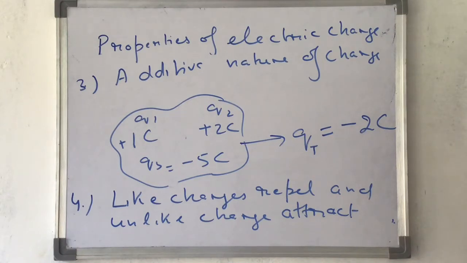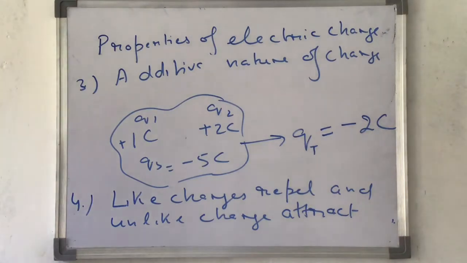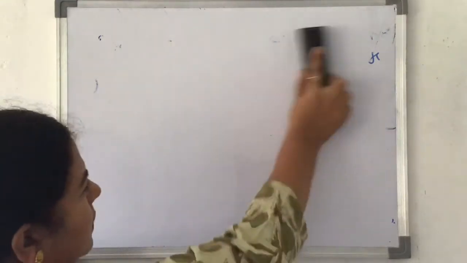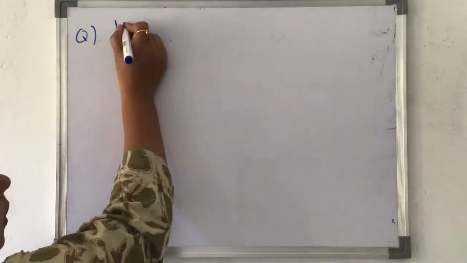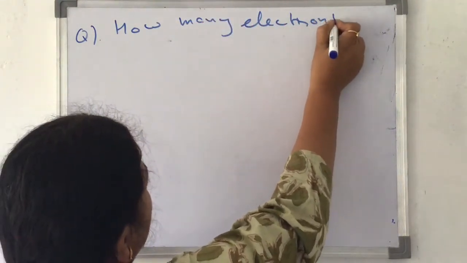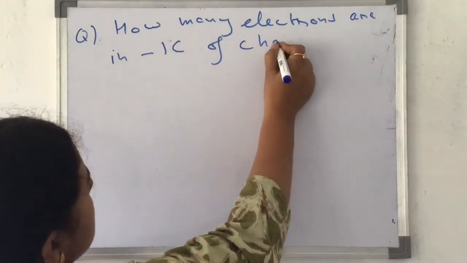Okay. Now based on all the theory which we have learned in this class and previous class, let's do a few numericals. Let's start from the very beginning. How many electrons are there in 1 coulomb of charge? Minus 1 coulomb of charge. Let's take it. How many electrons are in minus 1 coulomb of charge?